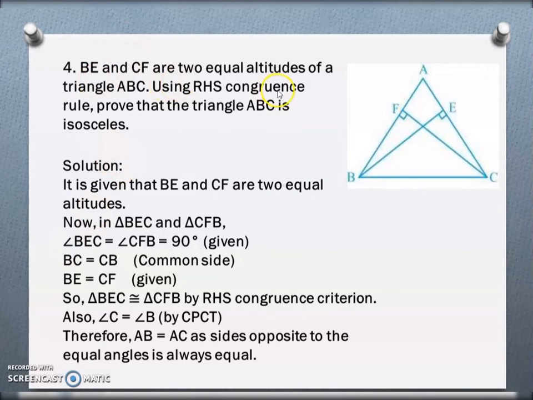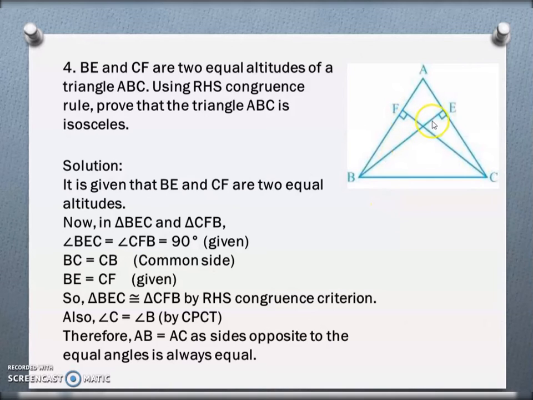Now here BE and CF are two equal altitudes of a triangle ABC. Using the RHS congruence rule, prove that triangle ABC is isosceles. So here it is already mentioned that we are supposed to use the RHS congruence rule. So we have to consider the triangles in such a manner that we can apply that condition. So the triangles I will be considering now are BEC and CFB, having a common base BC. These two triangles I will consider.